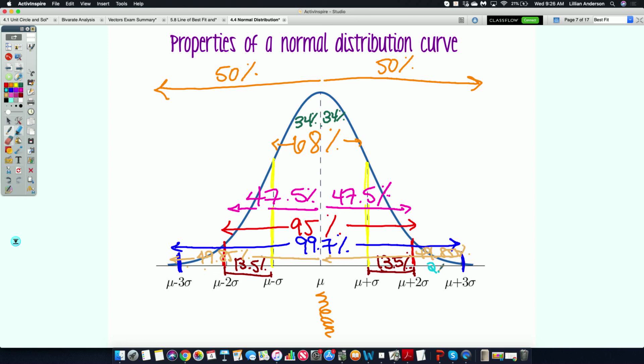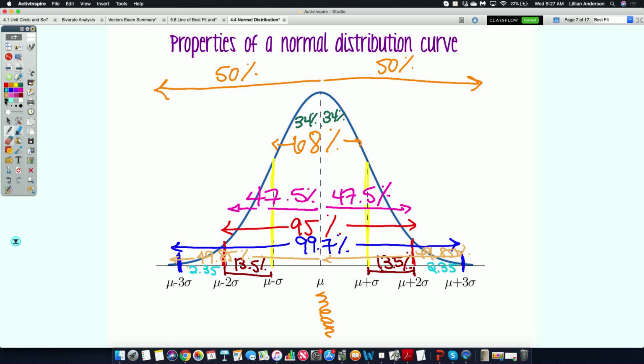Yes. Okay, 2.35 is what makes up this last little bit. You sure? Yeah. Okay, 2.35 makes up that last little bit. This is how your normal distribution curve breaks down. Do mind you that these are approximations, okay? About 68, about 95, about 99.7.